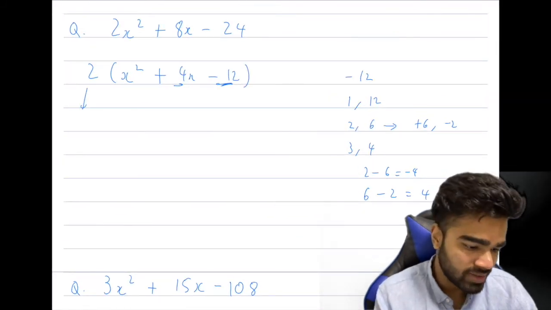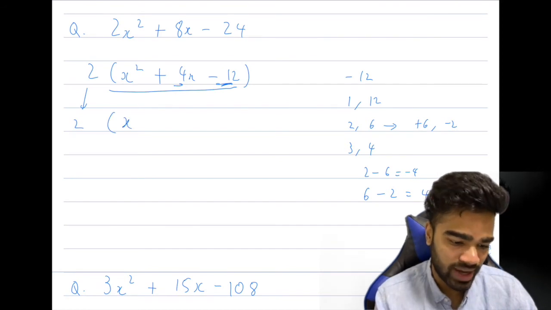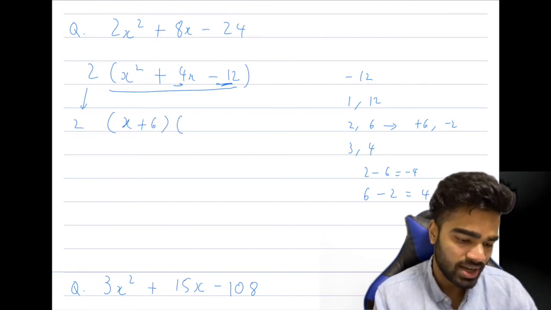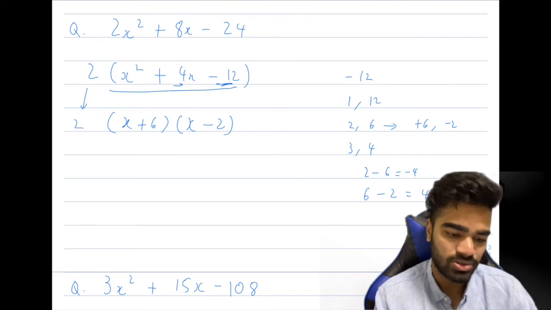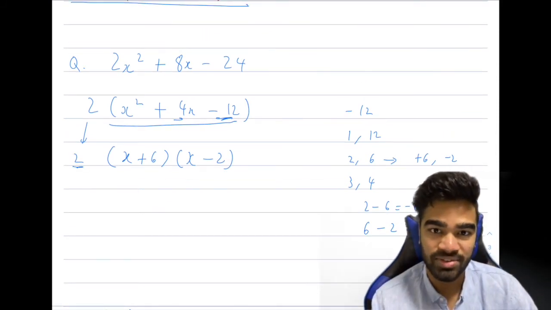Right? So this 2 will just come down, will stay on the outside, and this part will factorize to x plus your first factor and x plus your second factor. So 2 times x plus 6 times x minus 2. That's it. So what you notice, the only thing is the 2 on the outside. That's what's different this time.